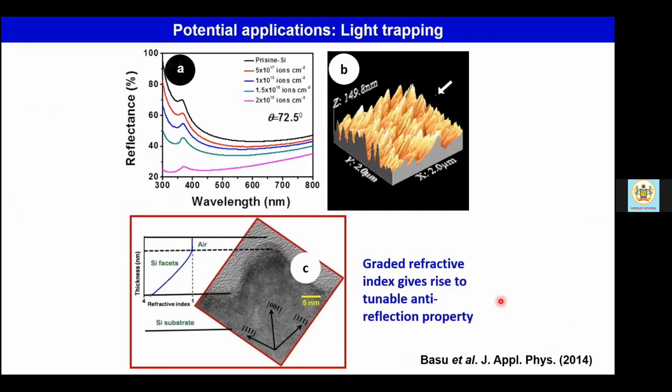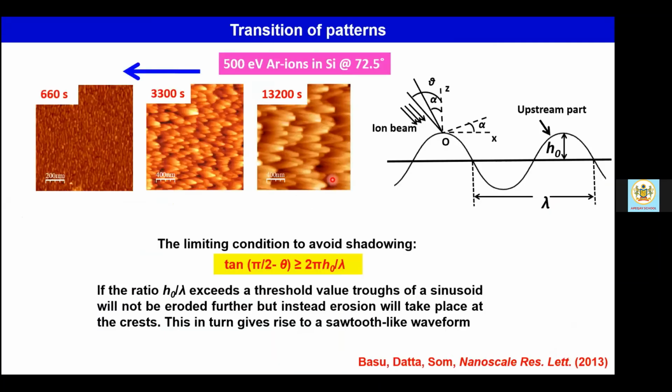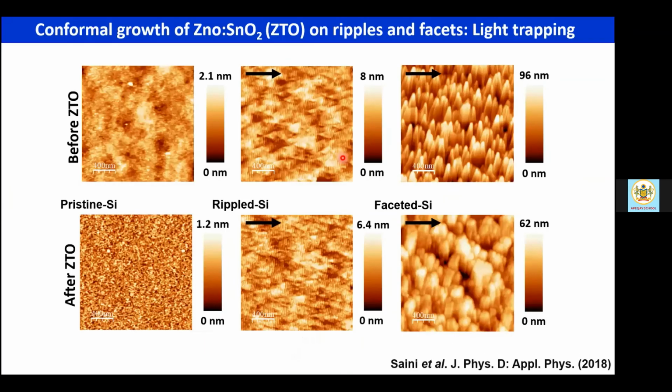And this is another example where the facets were shown to be pretty useful for reducing light reflectance. The light absorption can be significant, as you can see, compared to pristine silicon, which is here at 550 nanometer. You can see how drastically it goes down for facets created at higher planes. Facets created at even higher planes, for instance these facets, offer even higher light absorption. So this is another example.